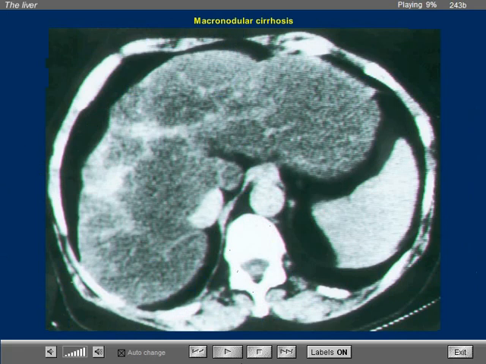This is a CT of the liver in a patient with macronodular cirrhosis. And note the irregularity in the liver contour, and the irregular densities seen throughout the right lobe of the liver.